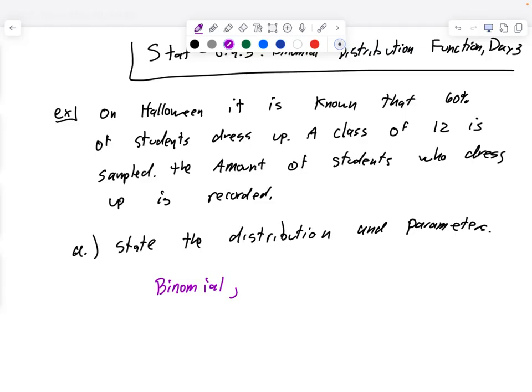What are the parameters, and what do those represent? N is 12. And P is close. We just have to rewrite it correctly: 0.60, or 0.6. That's all I'm asking you for the first part. That's the whole question for part A.